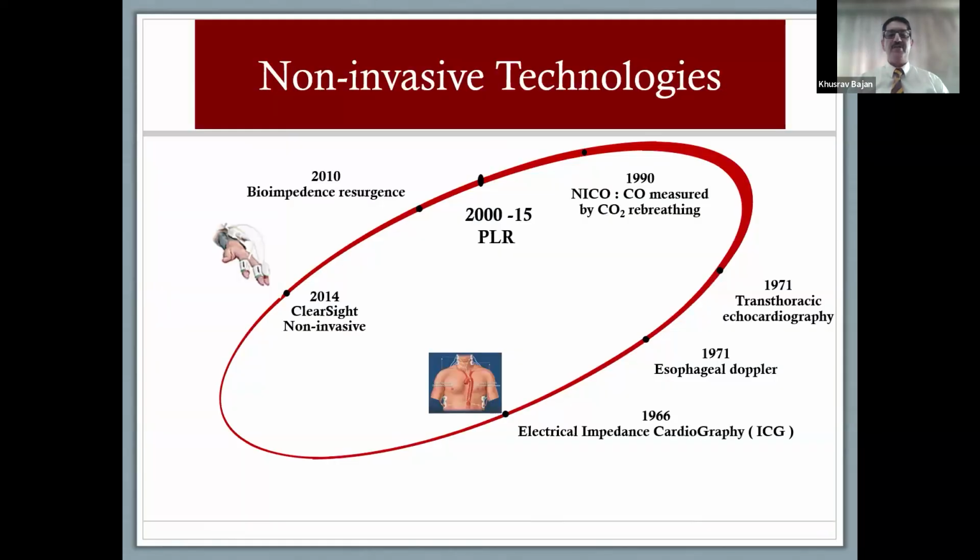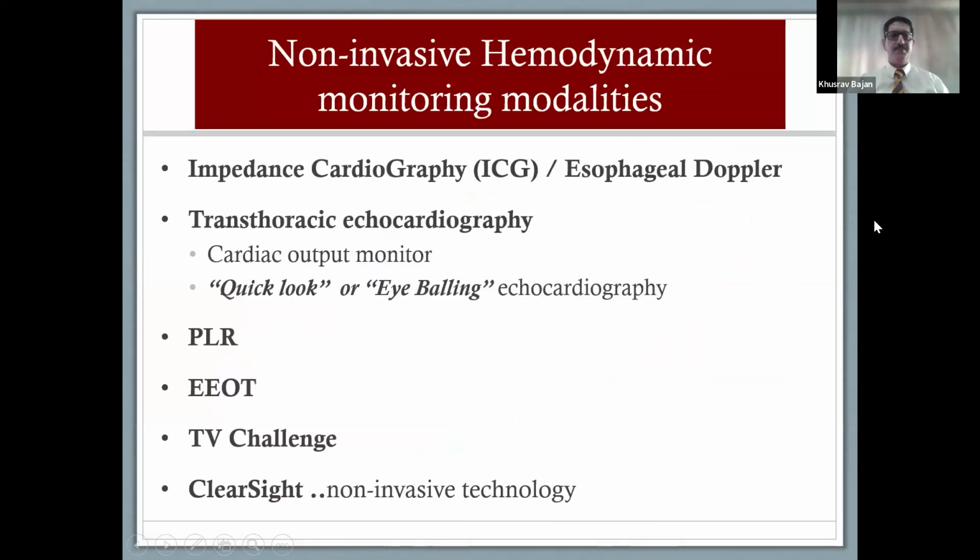Coming to the non-invasive tools, we have electrical impedance cardiography. We then had the esophageal Dopplers. Both are given up now. Then we have the echo. We have the NICO, the PLR, the ClearSight, and I will just take you through each one in brief. As I mentioned, impedance cardiography and esophageal Dopplers are not used now because they are very cumbersome and do not give appropriate readings.